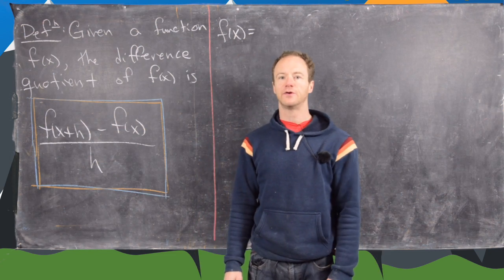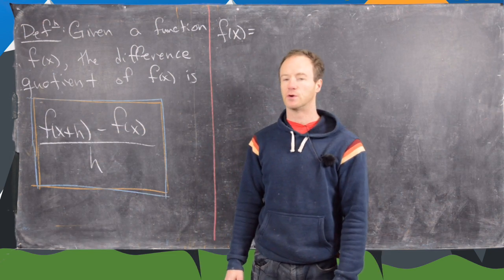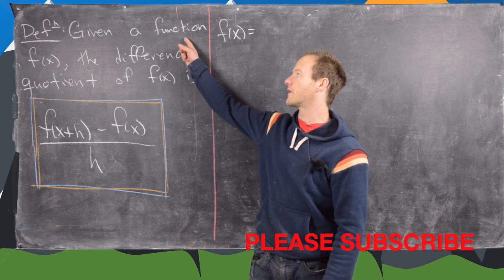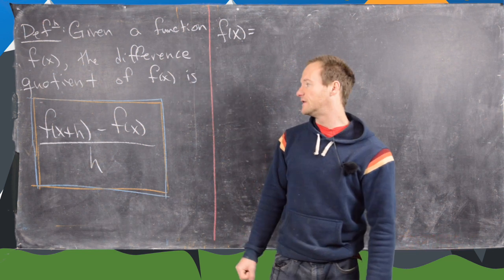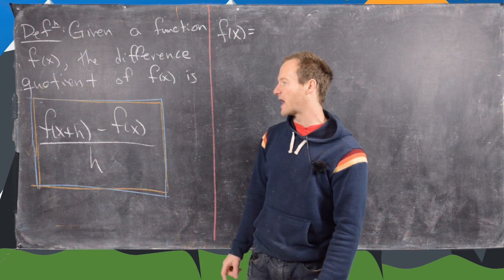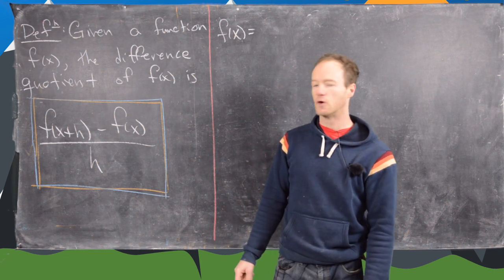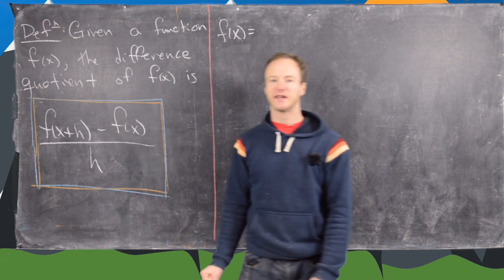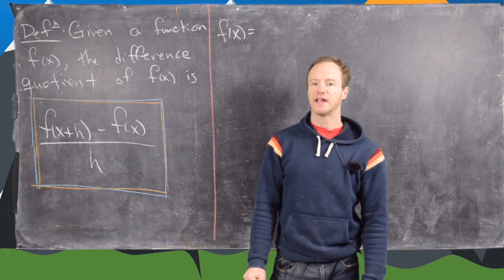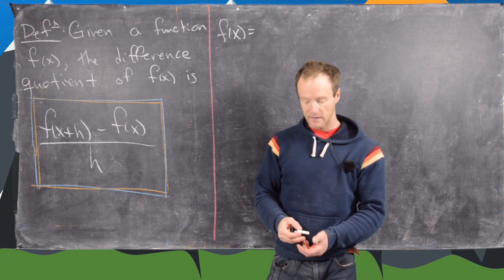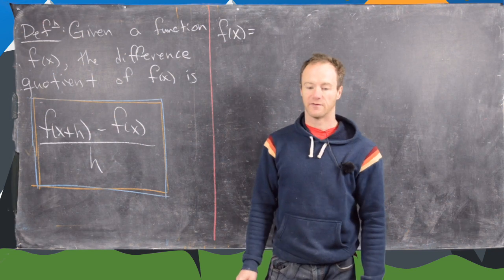Okay, in this video we're going to do a couple of examples of finding the difference quotient. So let's just recall that given a function f of x, the difference quotient is given by this: f of x plus h minus f of x over h. By f of x plus h we mean we're plugging x plus h everywhere we see x in the formula that defines the function f of x.